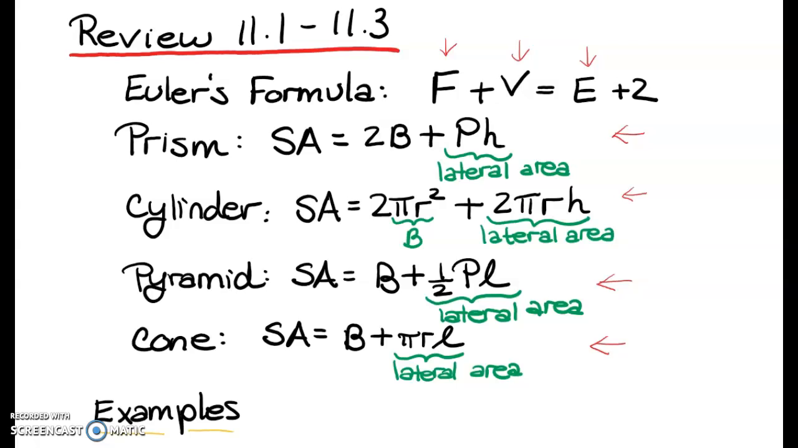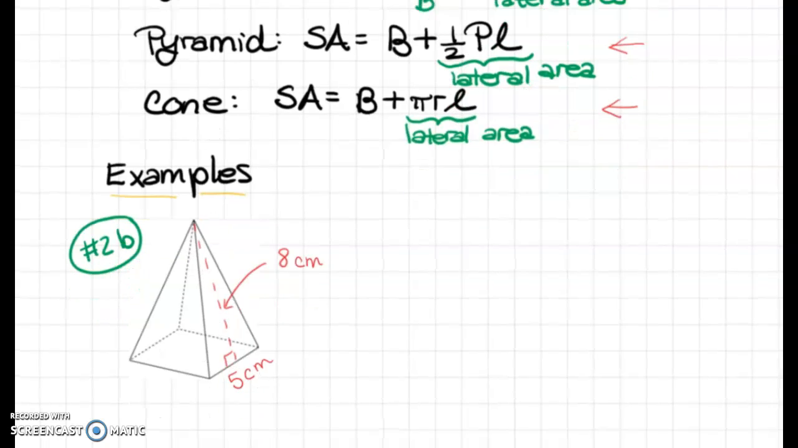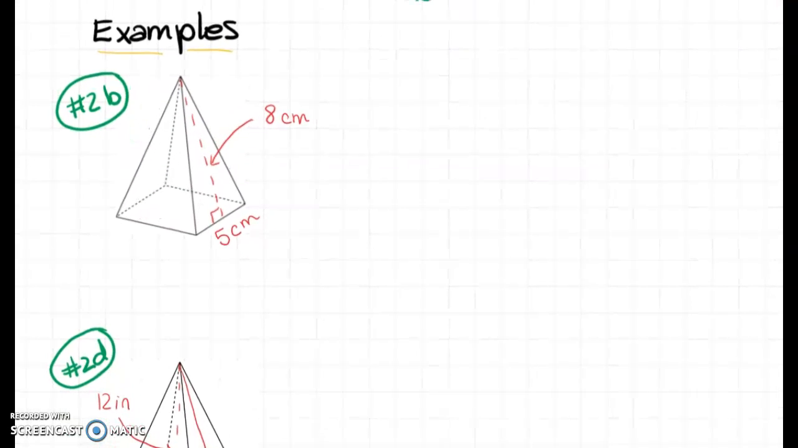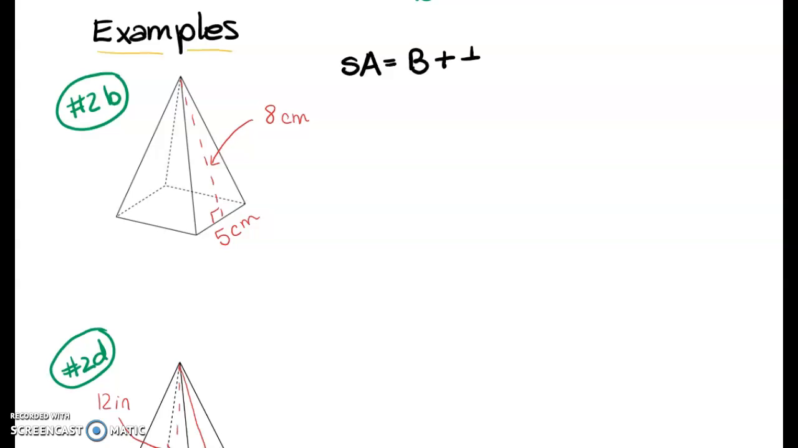So we're going to go ahead and work through examples that are on your worksheet that you will be working on, and I have them labeled with the problem number that it is very similar to. So this is a pyramid. We're going to be finding the surface area and lateral area. So the formula we will be using is base plus 1/2 perimeter times the slant height. So the base is just a nice square. So that one's pretty easy. So let's find the perimeter of the base.